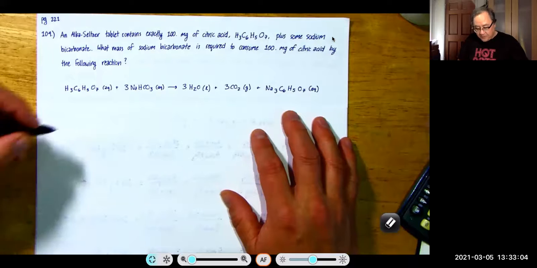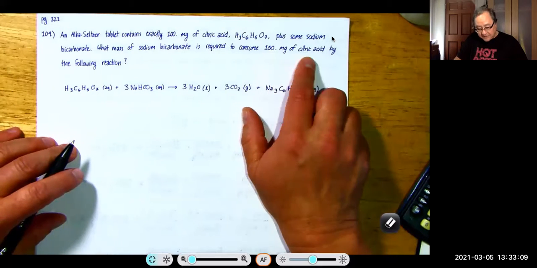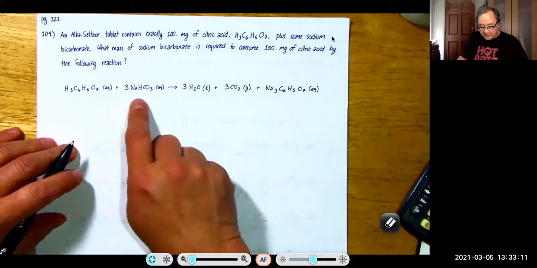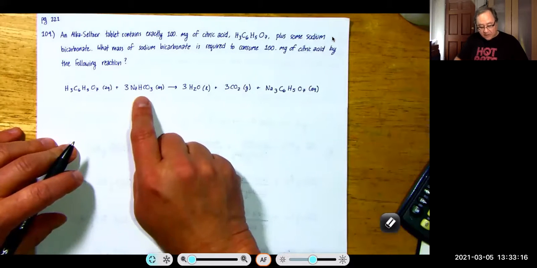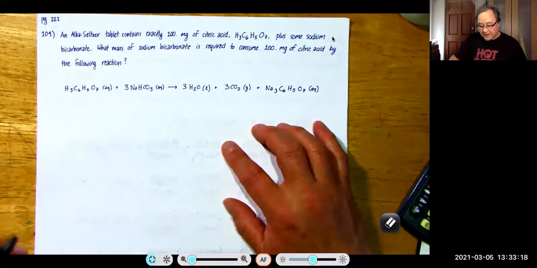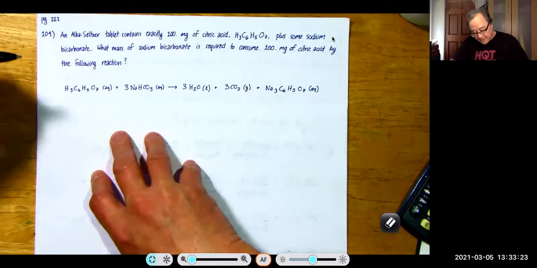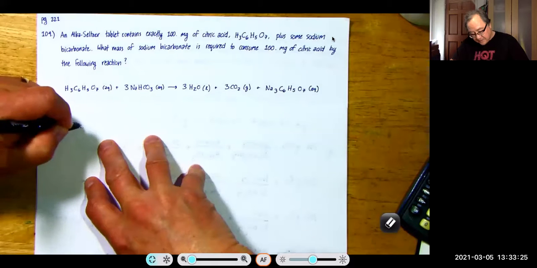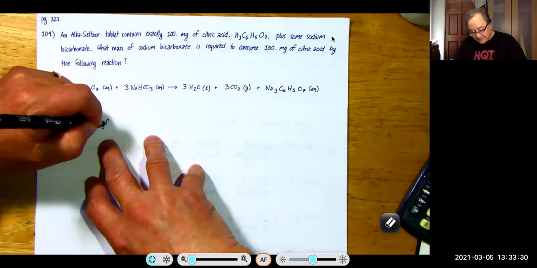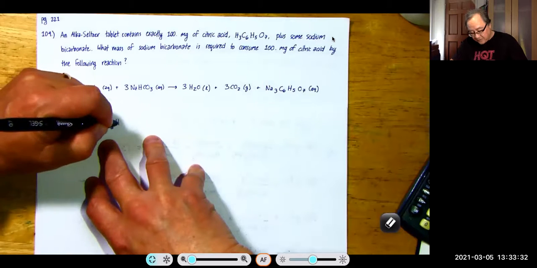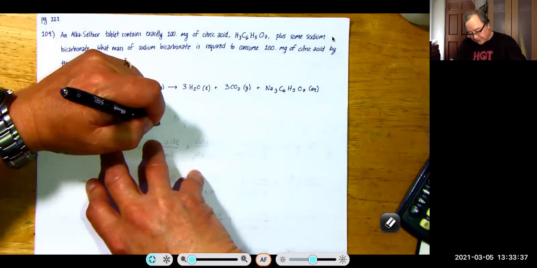So here we want to know, for the 100 milligrams of citric acid, what mass of sodium bicarbonate is required. Now, this is in milligrams, and that's going to make things a little tricky, but I'm going to show you a way to deal with it. I'm going to take my 100 milligrams of citric acid, H3C6H5O7, and I'm going to convert that to millimoles of citric acid.